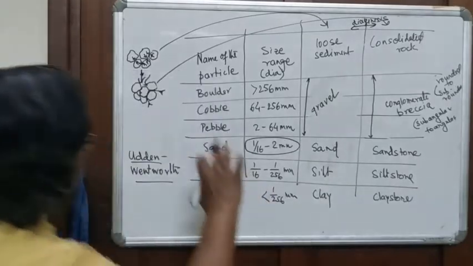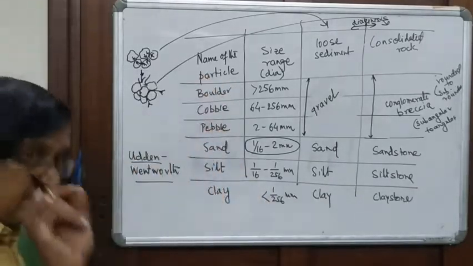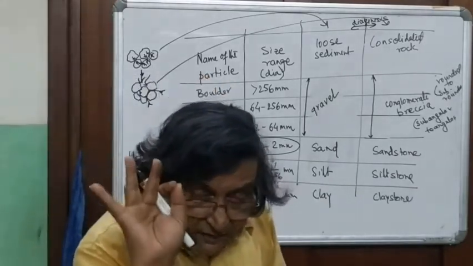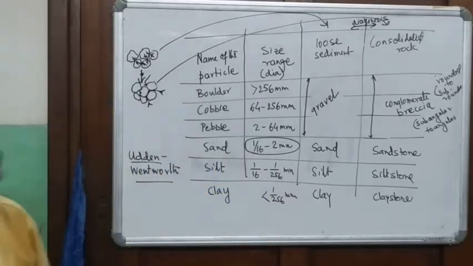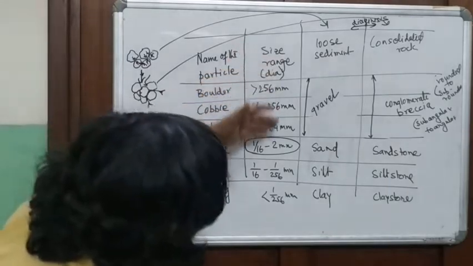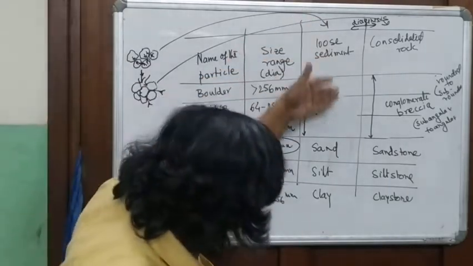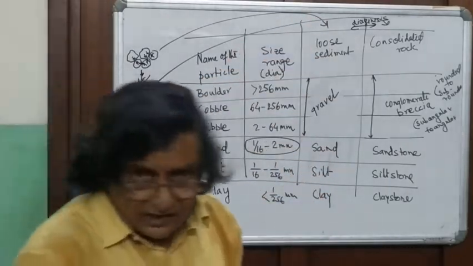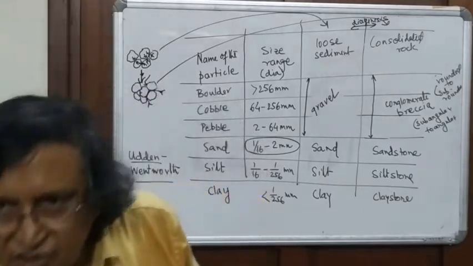Remember all the diameters. And clay is less than 1/256 millimeter. So these are the names given to individual particles, and this is the size range that I have told you. And now what do you call the loose sediments? This is not a particle. This is a cluster of sediments.